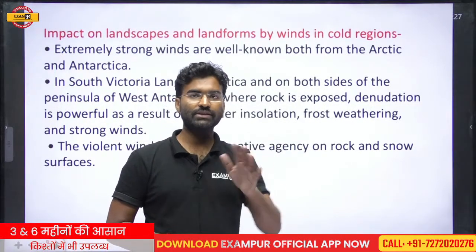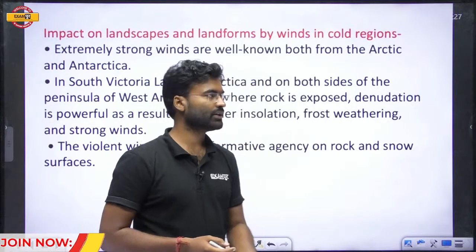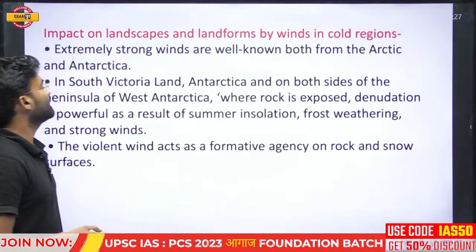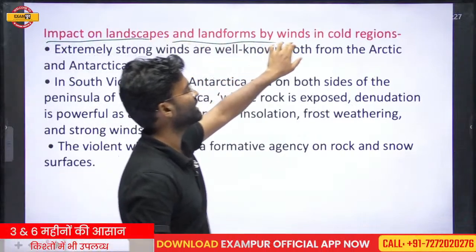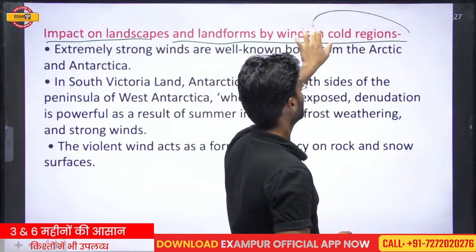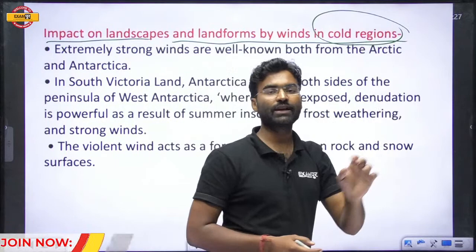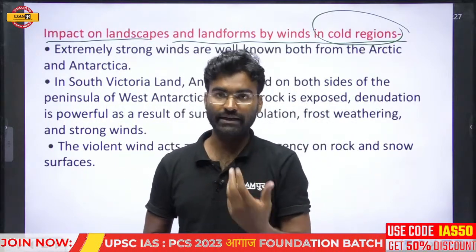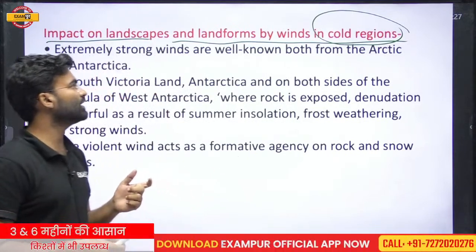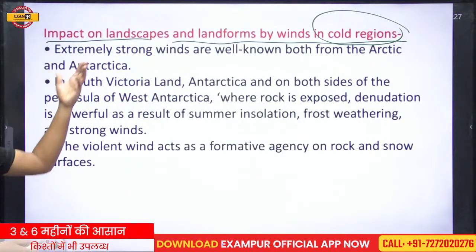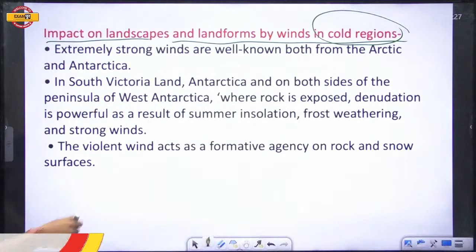Okay, so what is the wind's contribution or role in the shape of the earth's surface here? Next is the impact on the landscapes and landforms by the winds in the cold region. Why are the winds effective in the cold region? The factors and the reasons. What landforms are formed by the winds in the cold region?